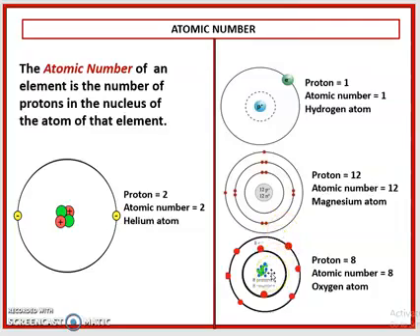Then this is another structure that has 8 protons. It has how many protons? 8 protons. So the atomic number is 8. So this is oxygen atom.